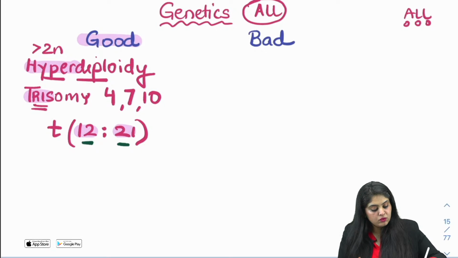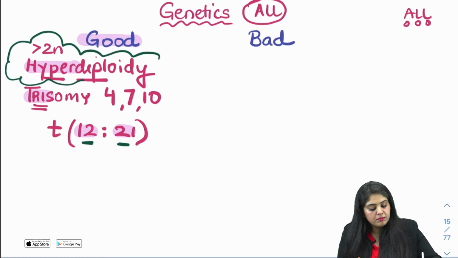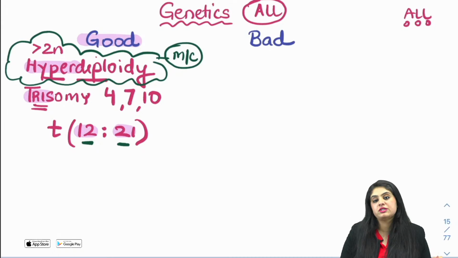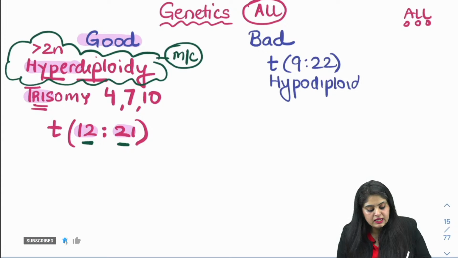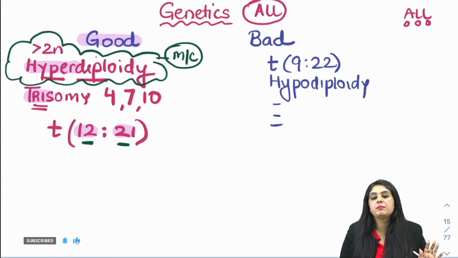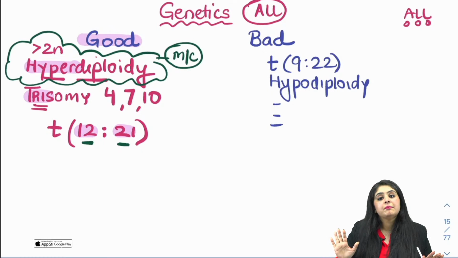And let me tell you, hyperdiploidy is the most common genetic alteration of ALL, and that is the question that I had asked you over here. After this, ma'am, whatever the examiner will write, if the examiner writes translocation 9;22, if the examiner writes something like hypodiploidy or any other such thing in the paper, the rest all become bad prognosis.